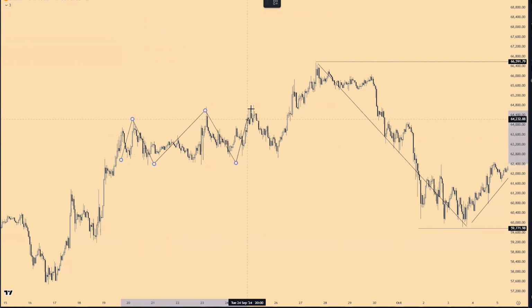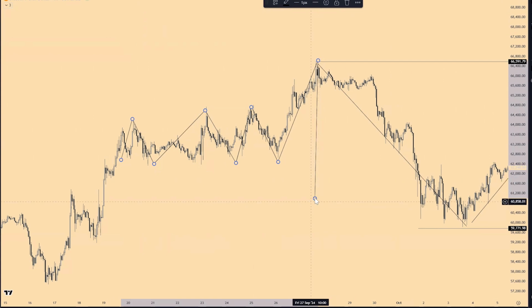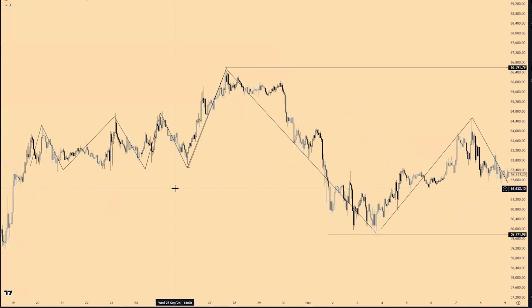After ranging, what did price do? An expansion. Price did an expansion again. So you understand that after a ranging market, you are supposed to expect an expansion. So this is what price does. It's either expanding or retracing.